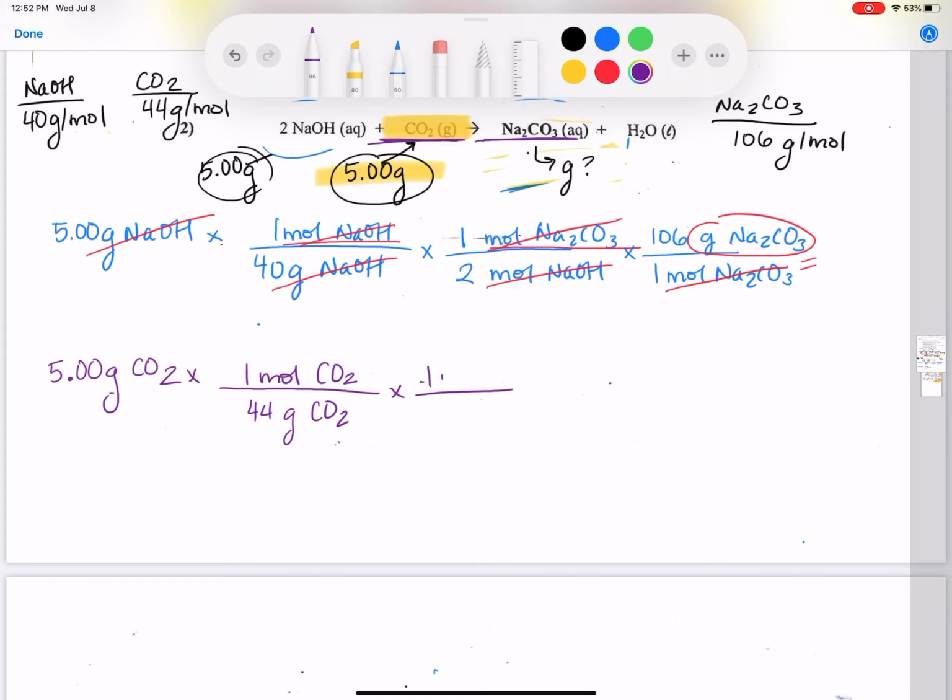So if it doesn't say anything, it means it's a 1. This is already just a straight 1 mole to 1 mole relationship, but I need to make sure I write down the name of the molecule. So I want CO2 in the denominator so that they cancel, and I want Na2CO3 in the numerator. That means now I'm out of moles of Na2CO3 and I can get to grams. The only way for me to do that is to use molar mass.